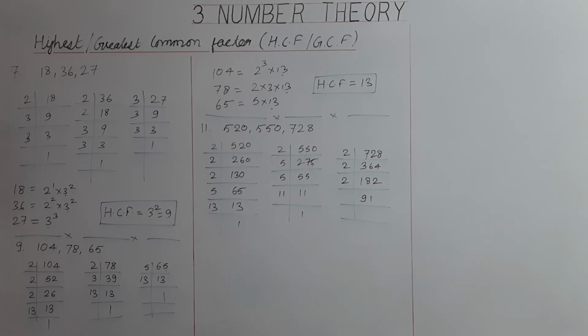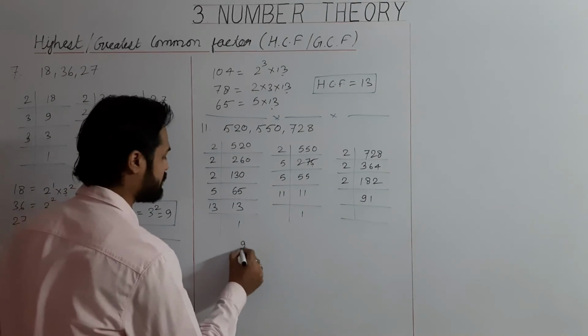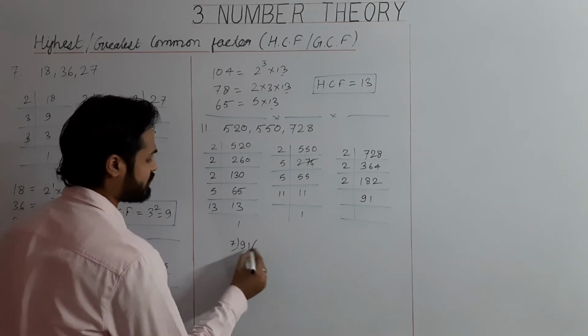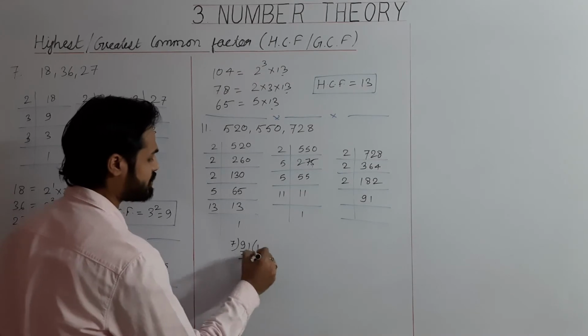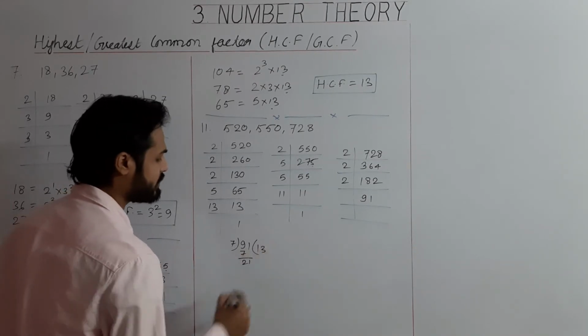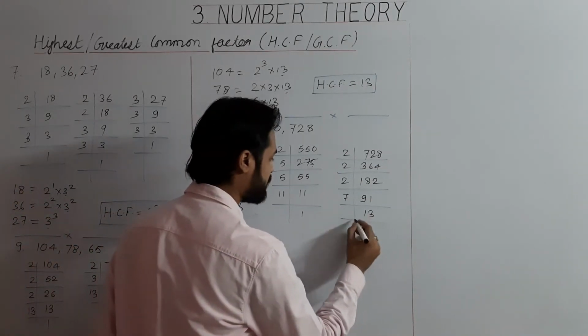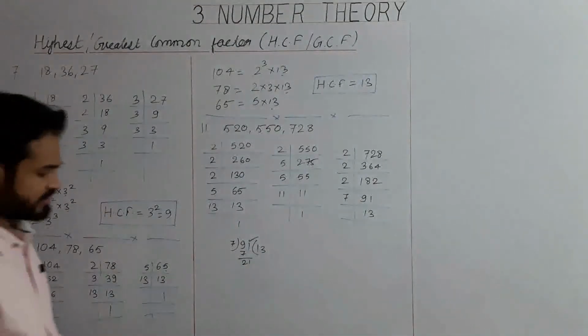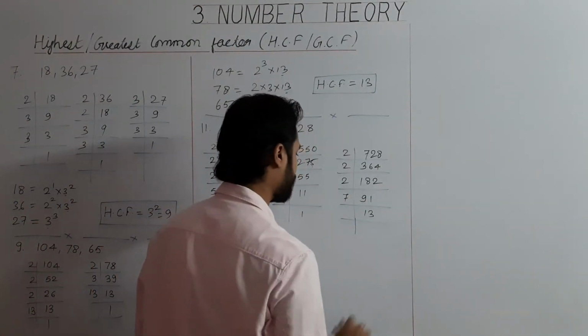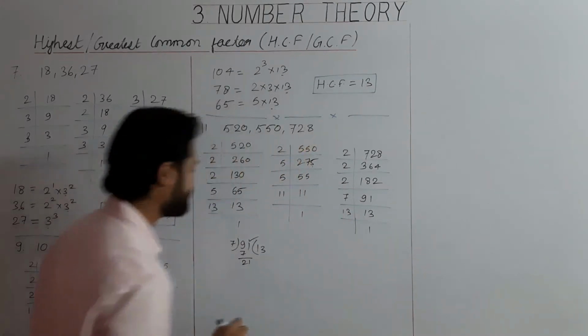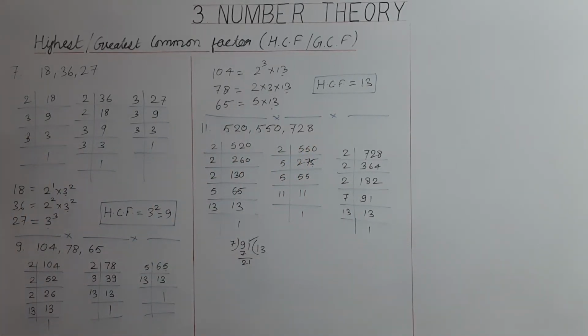Okay. Next prime number is 5. Again for 5, last digit must be 0 or 5. Last digit is 1 here. So 91 is again not divisible by 5. Next number 7. Is it divisible by 7? So we have to check. 91 by 7 is 13. Okay. 91 is divisible by 7, giving 13. And we know that 13 is again a prime number. So 13 is my last factor.